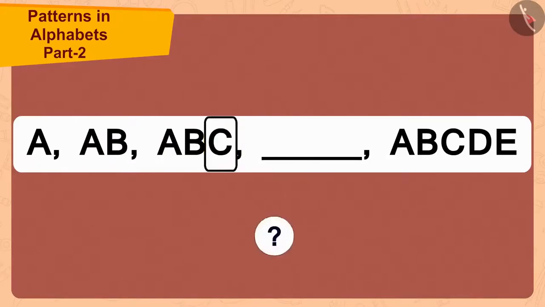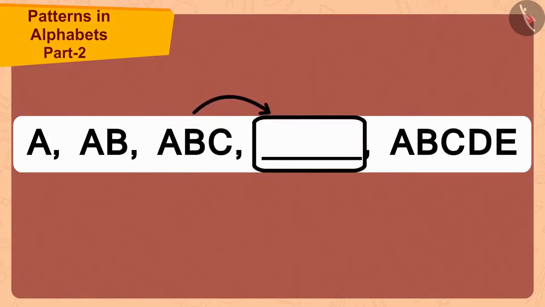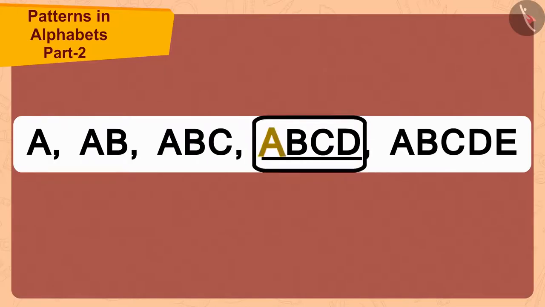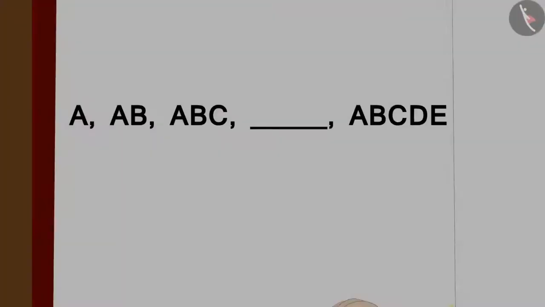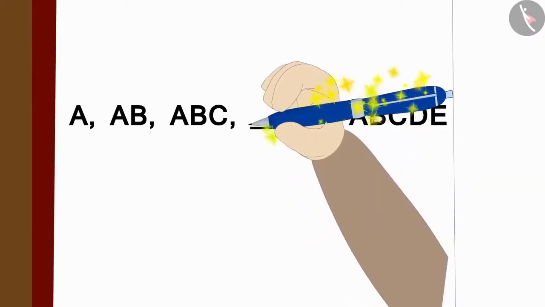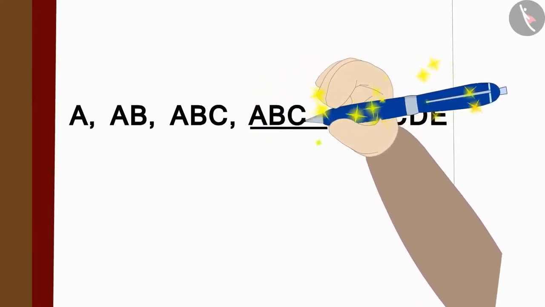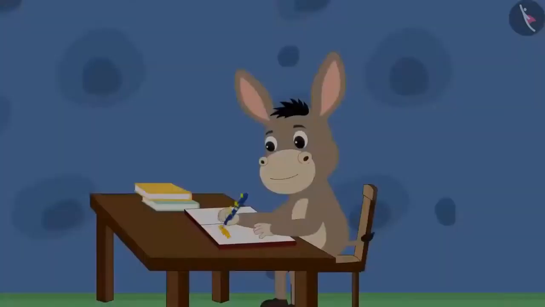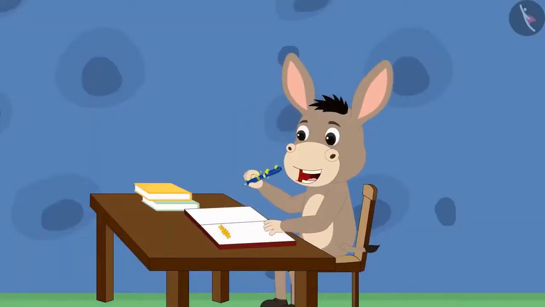So, now what will be the letters that come in the blank space? Repeating A, B, C will add the next letter D to it. In this way, the letters in the blank space will be A, B, C, D. With your help, Bhola also wrote down the letters that came in the blank. This time, when Bhola filled the blank correctly, all the letters became golden flowers. Bhola could not believe his eyes.